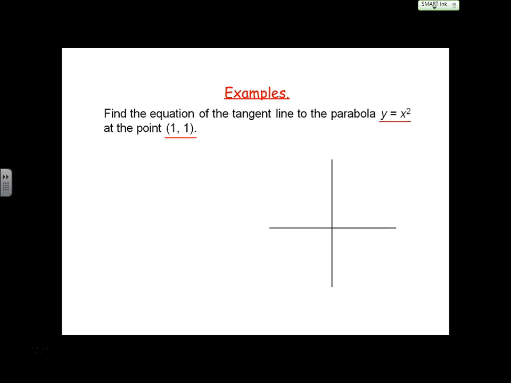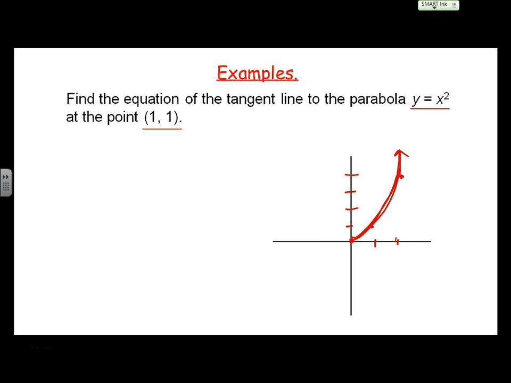Let's do this and then we're done. We have a parabola. I'm going to try to make it as accurate as possible. Okay, we have a parabola. But what are we specifically focused upon? The point (1, 1), because they say find the slope of the tangent line there.